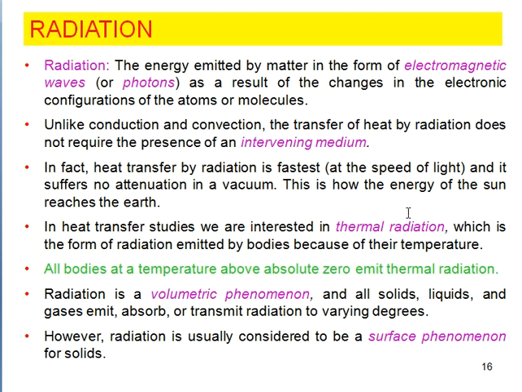In fact, heat transfer by radiation is the fastest, and it suffers no attenuation in vacuum. This is how the energy from the sun reaches the earth. Heat transfer from the sun to the earth is one of the best examples of radiation heat transfer, because beyond a certain distance, where the earth's atmosphere ends, there is no medium. Through that also the heat transfer takes place from the sun to the earth, by radiation.